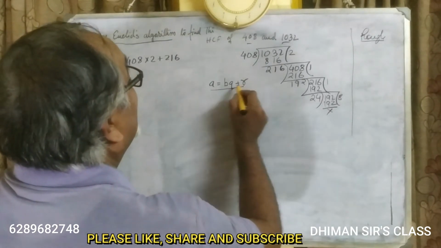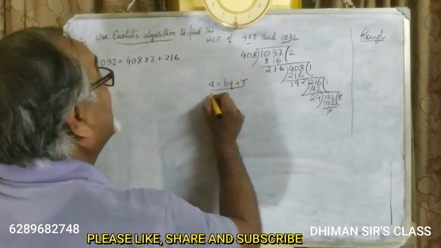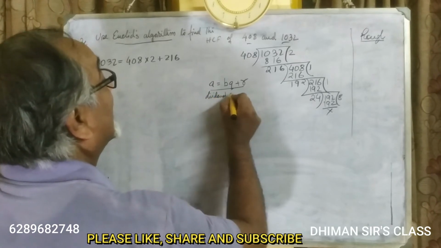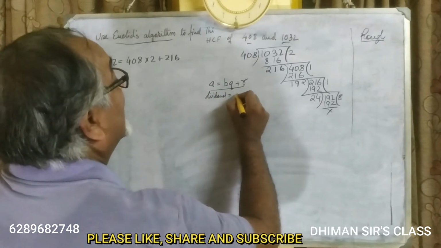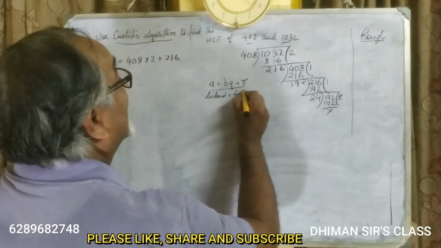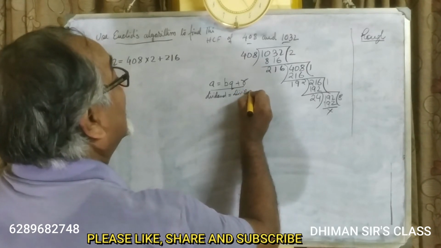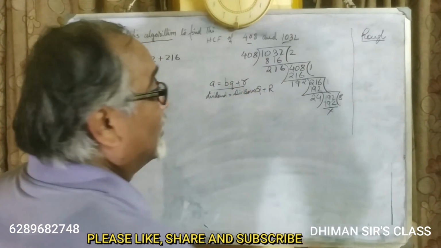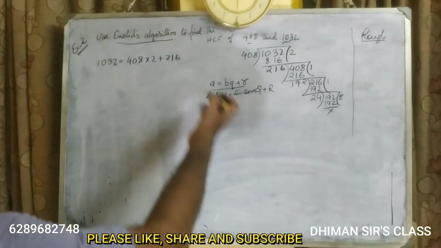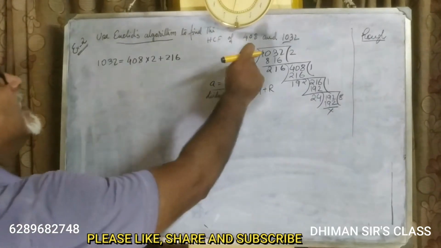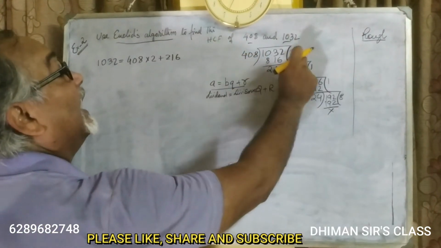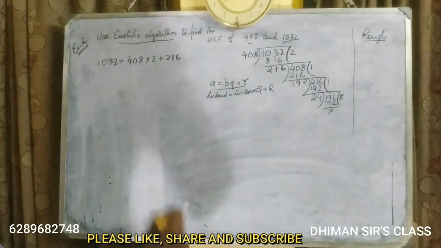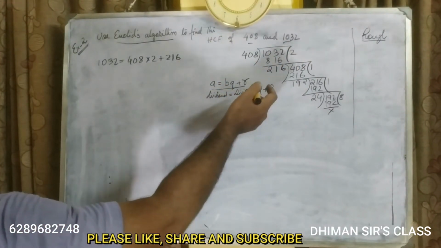Now see here, A means the dividend. B is the divisor. Q is the quotient, plus R, the smaller one, is the remainder. Same concept is applied: divisor into quotient plus remainder. Same thing, first step. Now second, what happens?